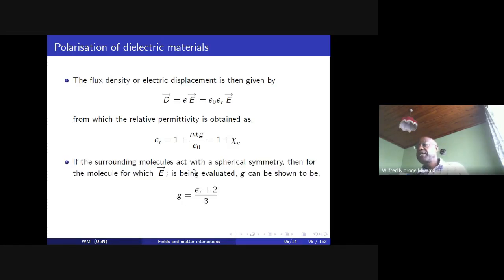So if the surrounding molecules act as point sources, therefore they have spherical symmetry, then for the molecule for which the local field E_l is being evaluated, G has been shown to be given by G equal to epsilon r plus 2 divided by 3. This is from geometry consideration, where you have a material, you remove one molecule, the molecule you are dealing with, get it out, and therefore you treat it as a cavity and see what happens between the two.